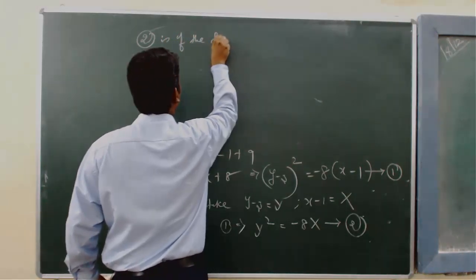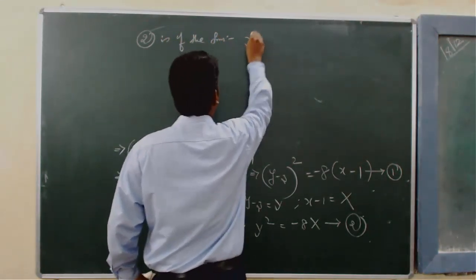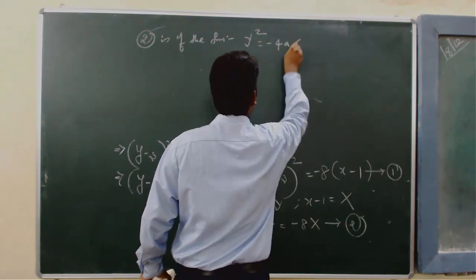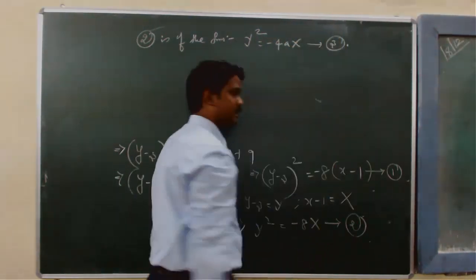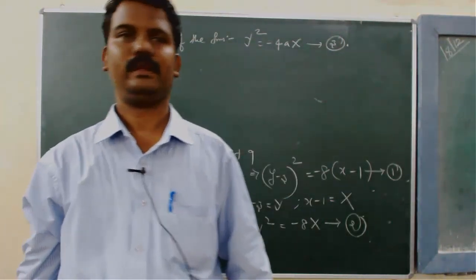Equation 2 is of the form capital Y square is equal to minus 4a into capital X. And you call this as equation number 3.